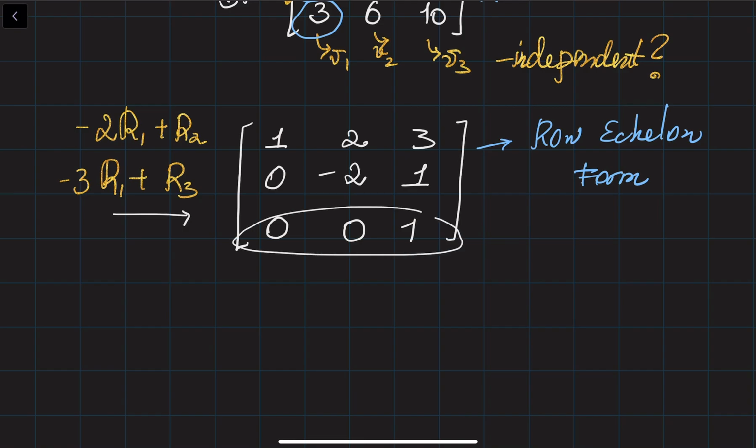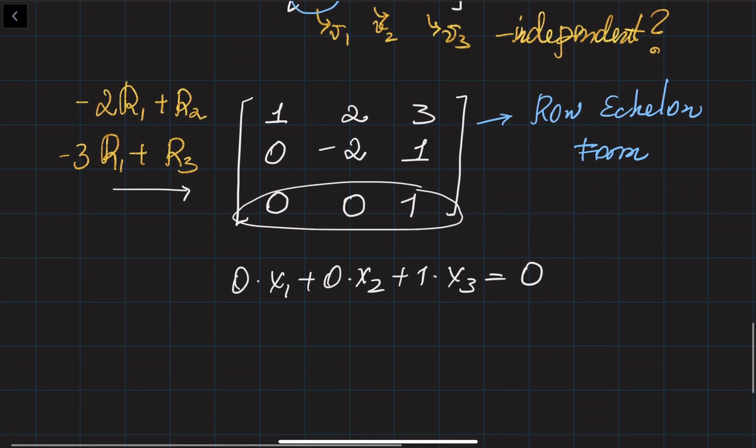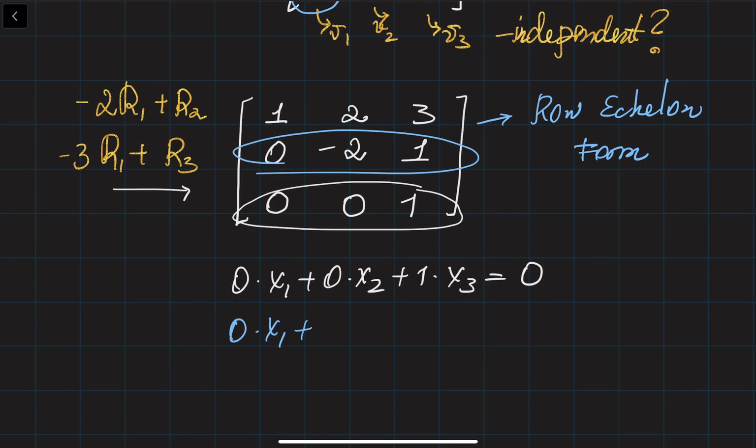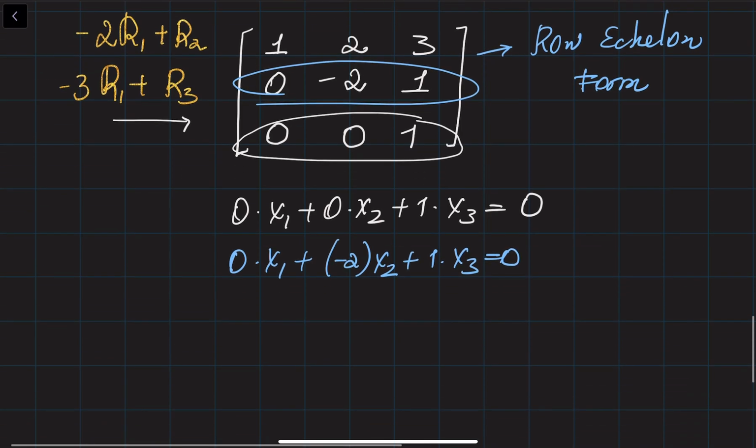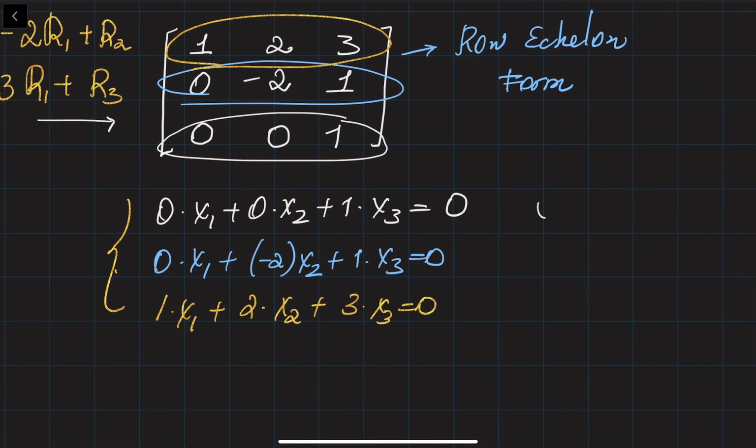The last equation is going to tell you 0 times x1 plus 0 times x2 plus 1 times x3 is equal to 0, because the right-hand side was the 0 vector here, right? The second equation is going to tell you 0 times x1 plus minus 2 times x2 plus 1 times x3 is equal to 0. And the first equation is going to tell you that 1 times x1 plus 2 times x2 plus 3 times x3 is equal to 0.